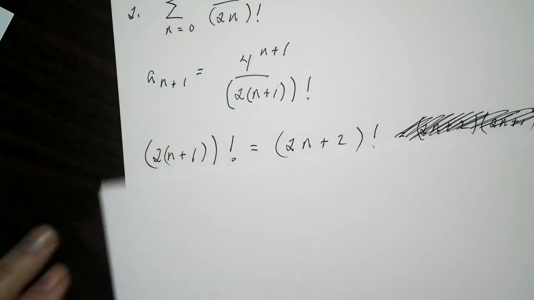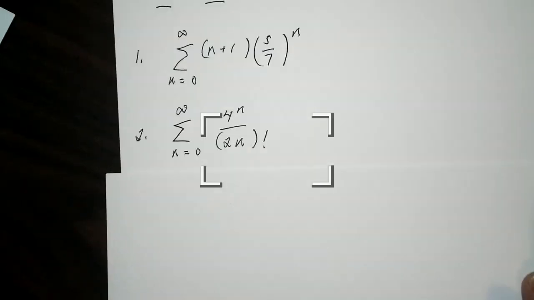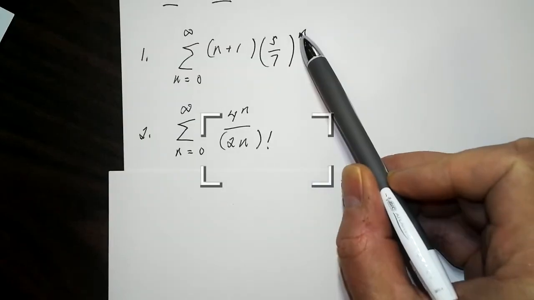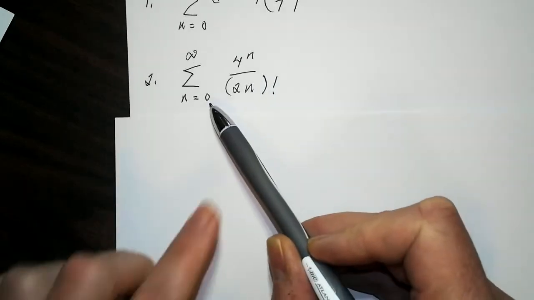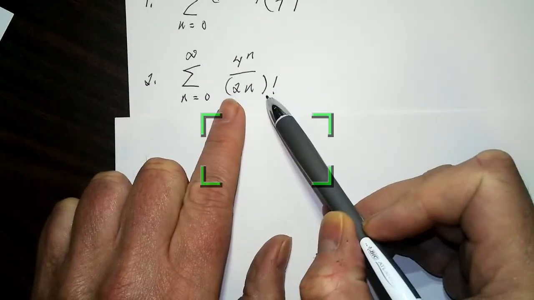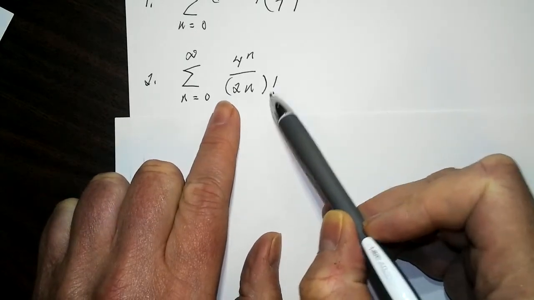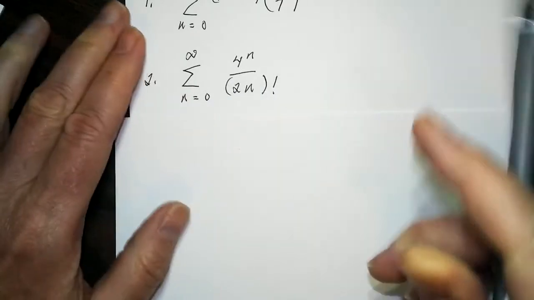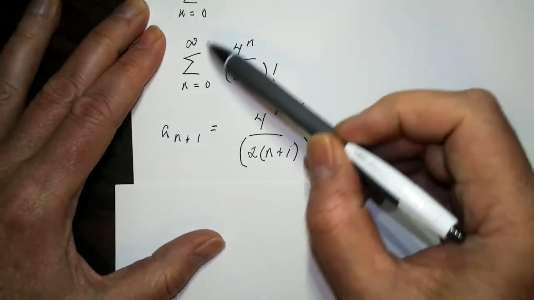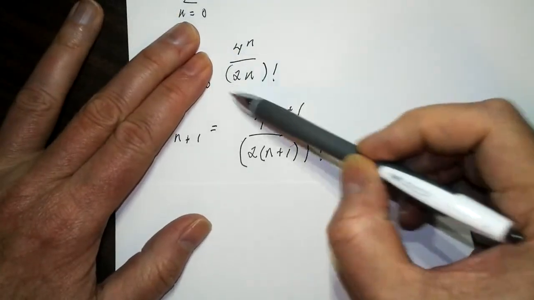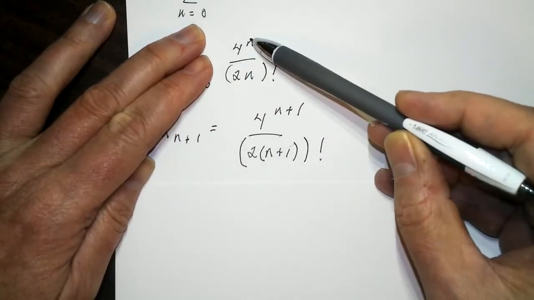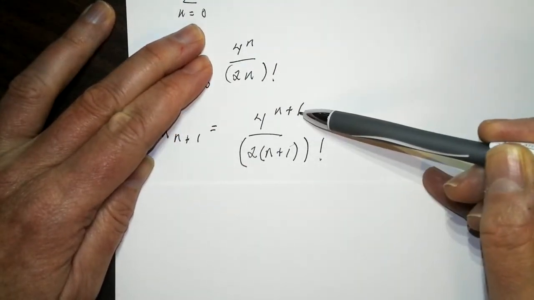Here are some examples for you to look at to do in preparation for class. The series from n equals 0 to infinity, n plus 1, 5/7 to the n. The series from n equals 0 to infinity, 4 to the n over 2n quantity factorial. Now, here's a little hint to prevent an algebra mistake. It's pretty clear that this is what a sub n is, this much right here. To get a sub n plus 1, we have to take this formula, and wherever we see an n, we have to replace it by n plus 1.